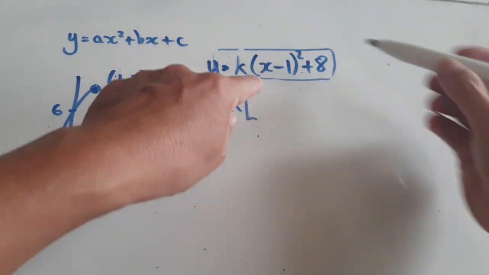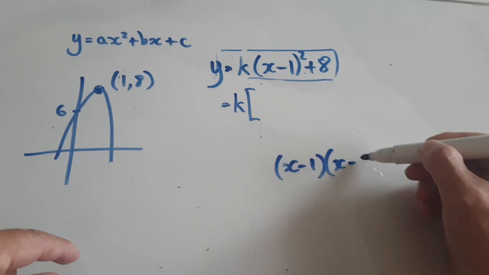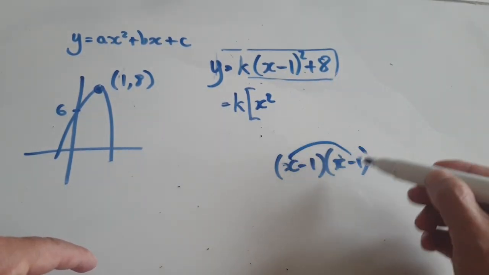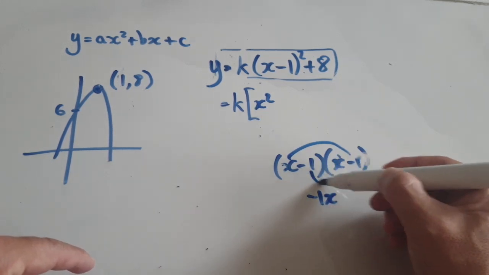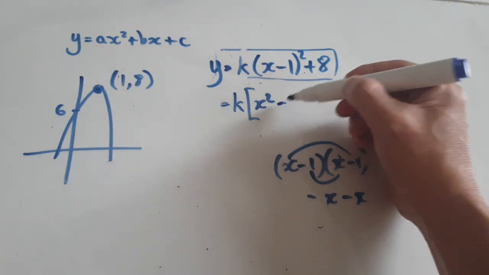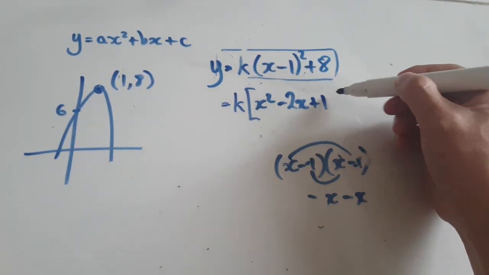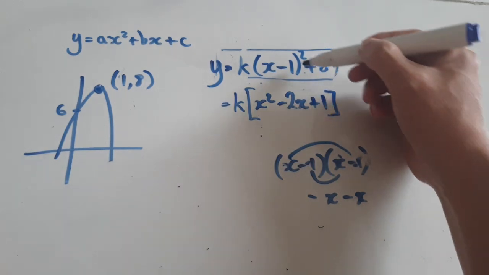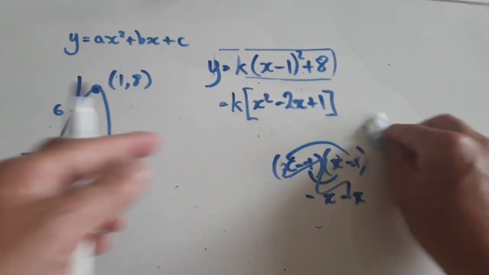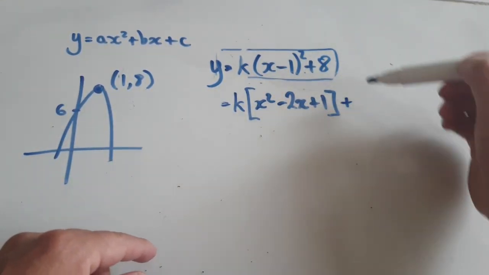Let me just multiply out this thing here. This times this would be x squared. This times this would be negative 1x. And then you've got another negative 1x, so that would be negative 2x. And then this times this would be positive 1. Try to train yourself to be able to multiply this out in one go without having to do this. So multiplying that out will give you this, and then you've got your plus 8.